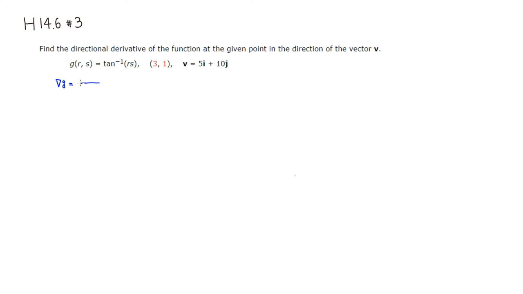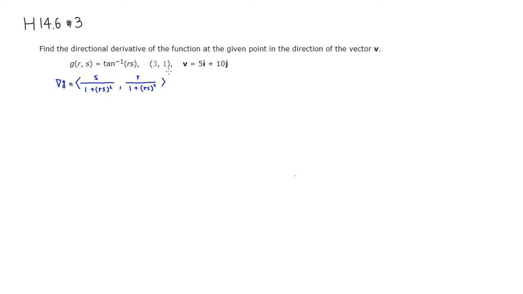And so in this case, we have rs, so it's going to be 1 plus rs squared. Then you have to take the partial derivative of rs with respect to r, which is going to be s. Right? So that's the first component. And the second component is pretty much the same, except that since the partial derivative is done with respect to s, it's going to be r.